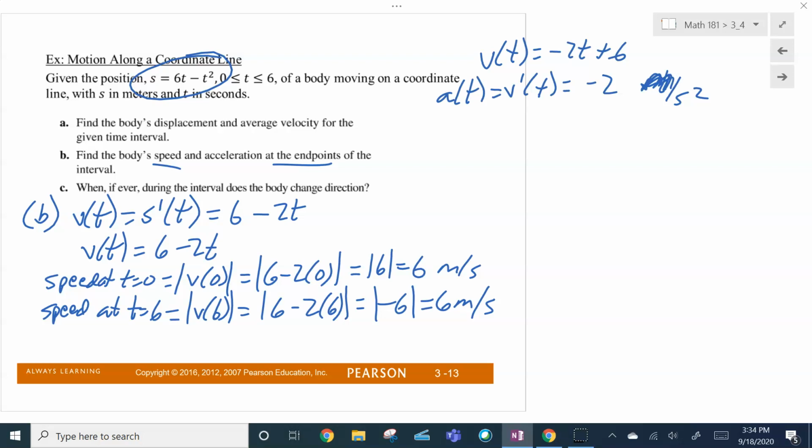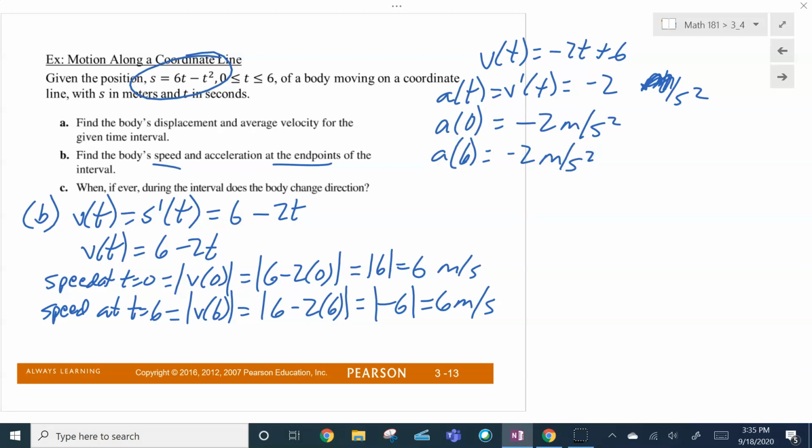Okay. But we want the acceleration at the endpoints. Well, there's no t to plug in for zero. So it's just -2 meters per second squared. Acceleration is -2. Again, there's no t to plug into. Meters per second squared on that.